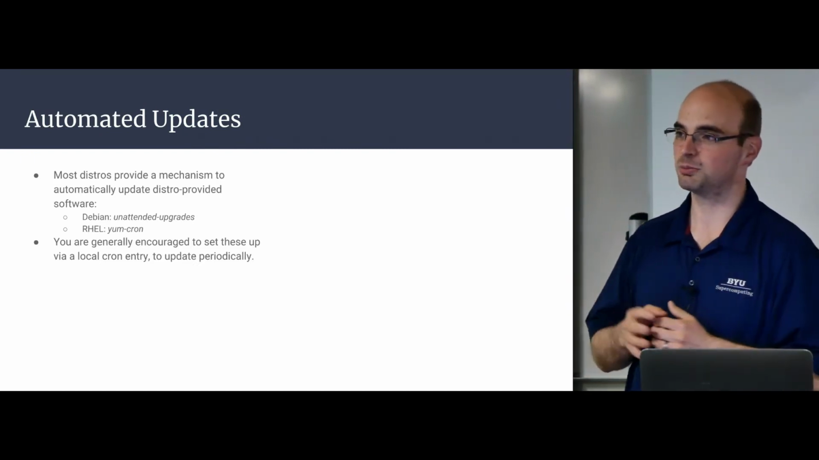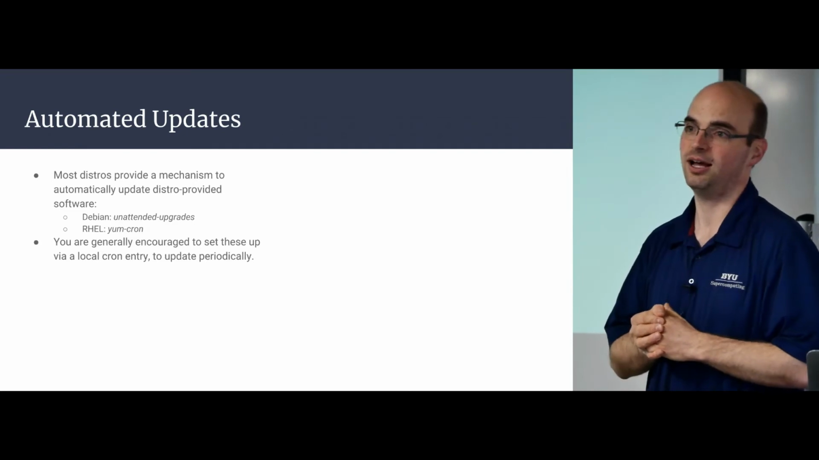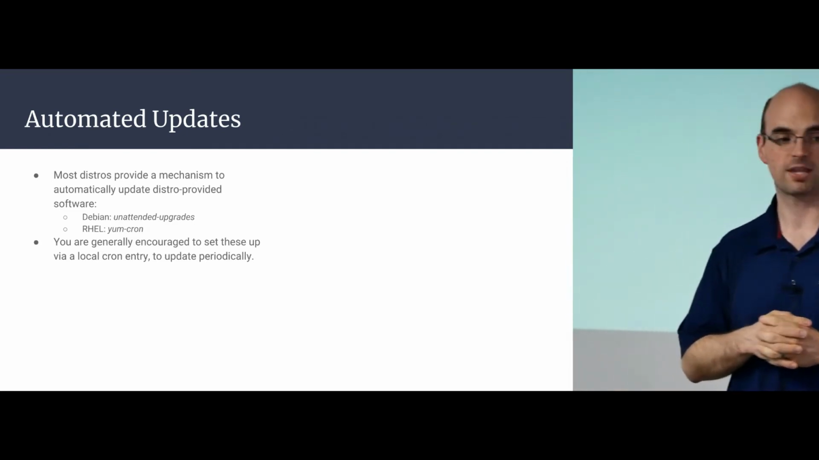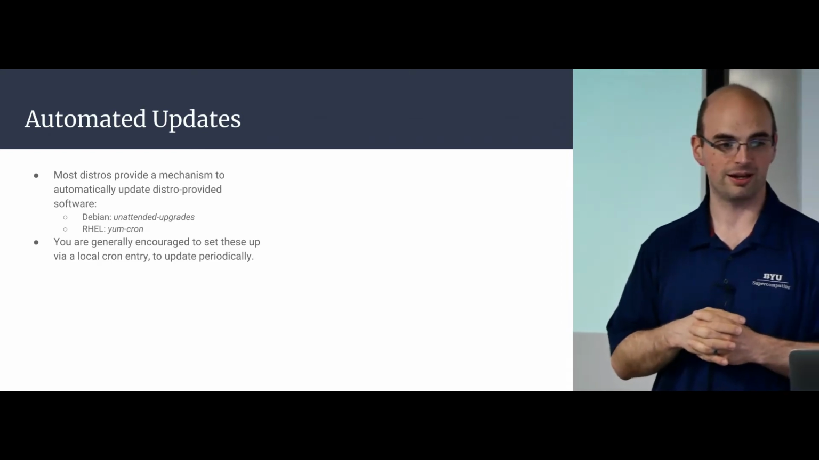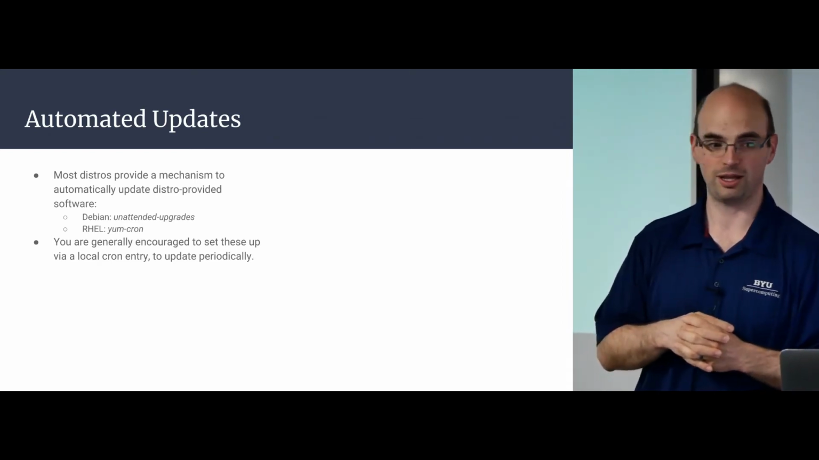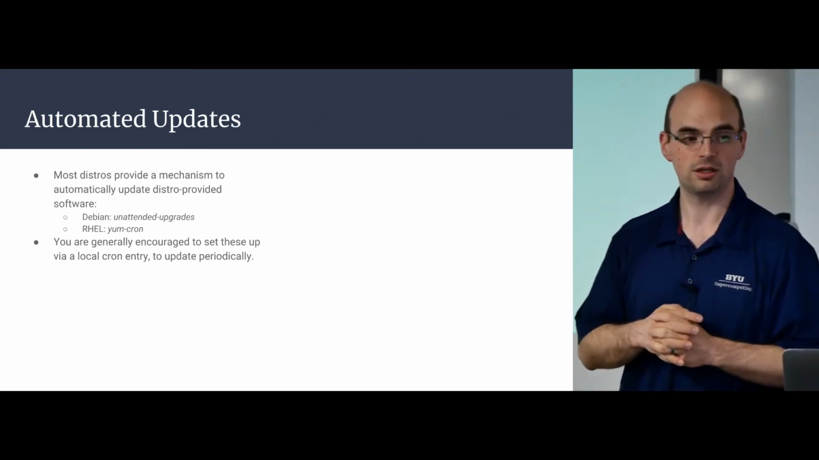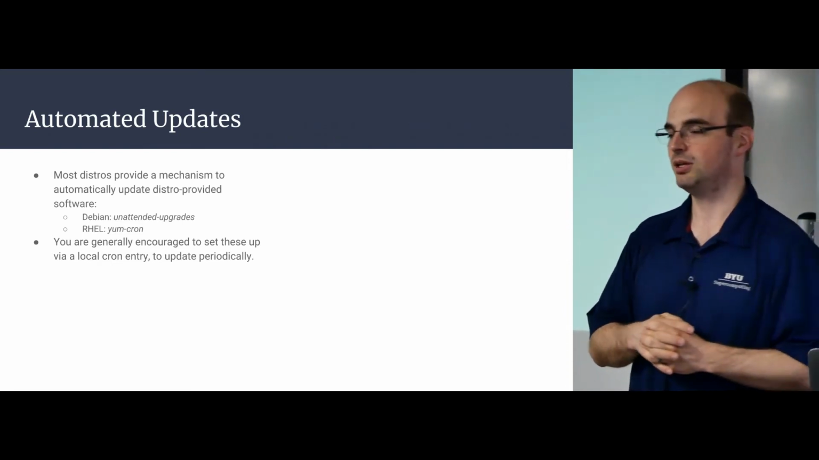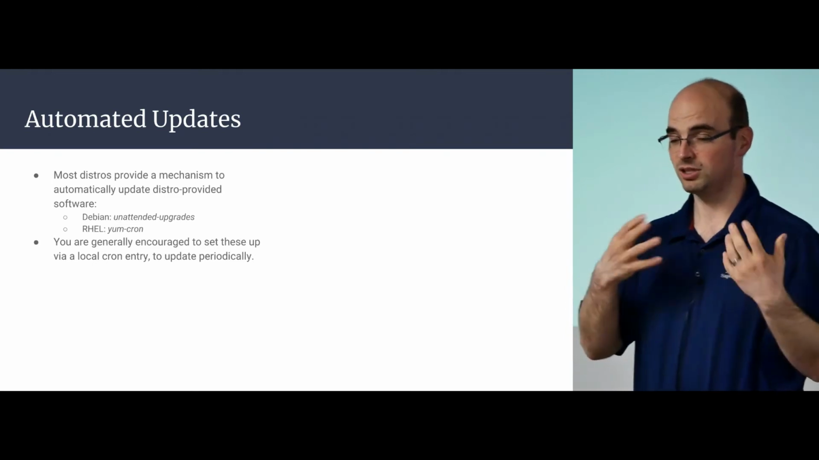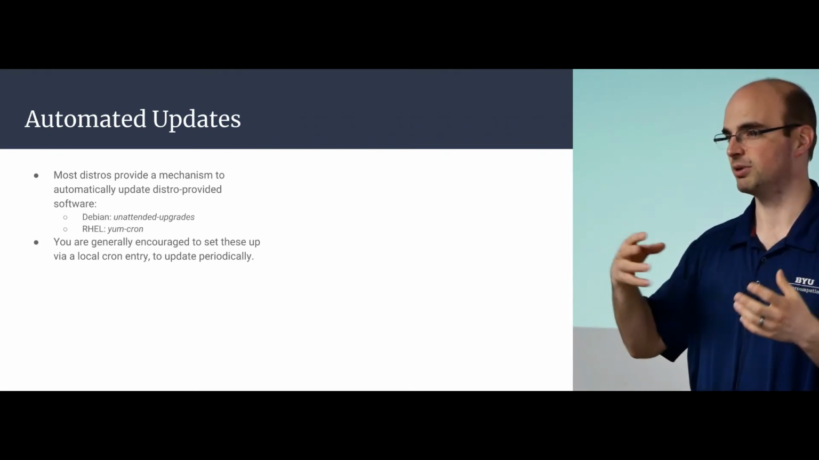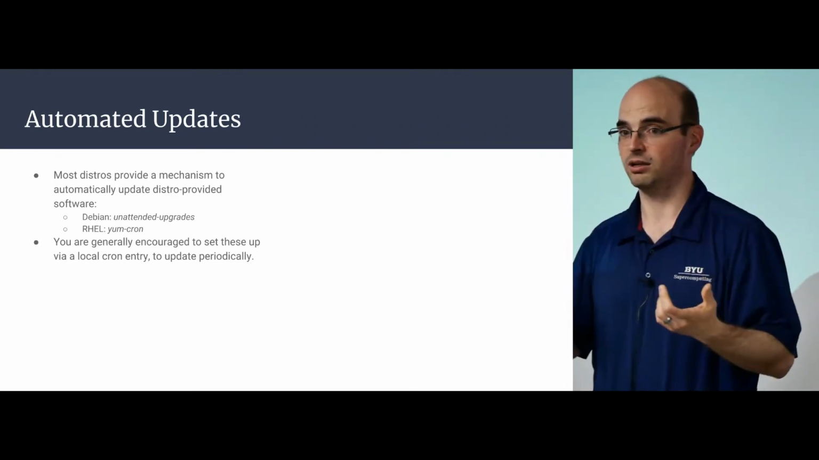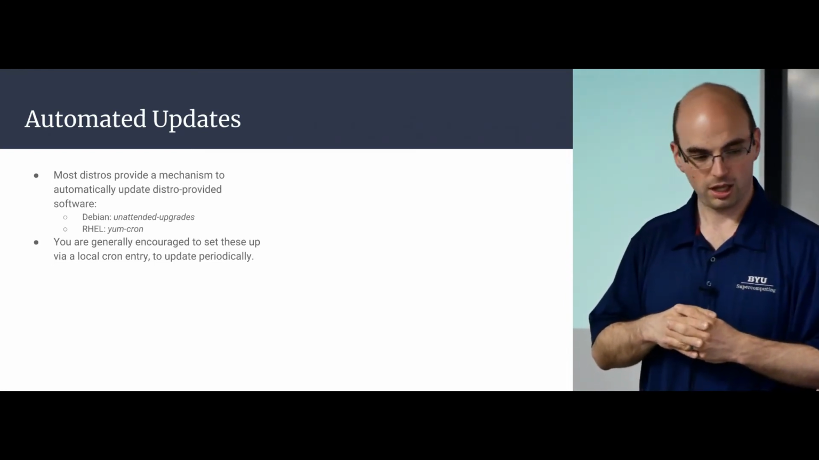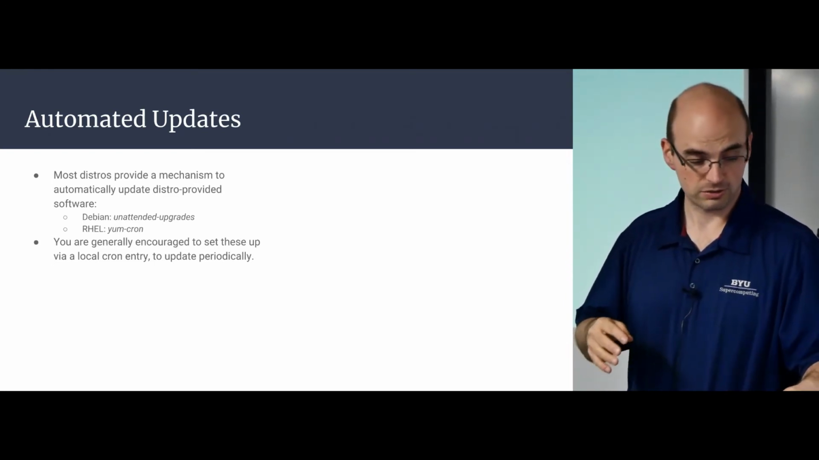Automated updates. Most distributions provide a mechanism to do this. In particular, we use a lot of Debian and Red Hat Enterprise, and so we're familiar with the unattended upgrades tool in Debian and the yum-cron tool in Red Hat. You generally set those up, and once you install them, it automatically sets up a local cron or something similar to just run it on a daily basis or on some other interval. And so it's really pretty straightforward.